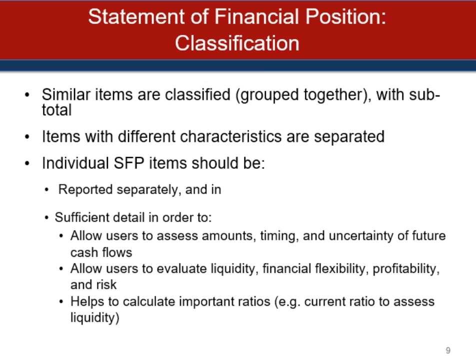So, in disclosing information in the financial statements, items with different characteristics are separated. For example, related party transactions are separated from non-related party transactions because there is the potential for bias because of the non-arm's length relationship in related party transactions. Individual statement of financial position items should be reported separately and in sufficient detail to allow users to use that information to determine the amounts, timing, and uncertainty of future cash flows.